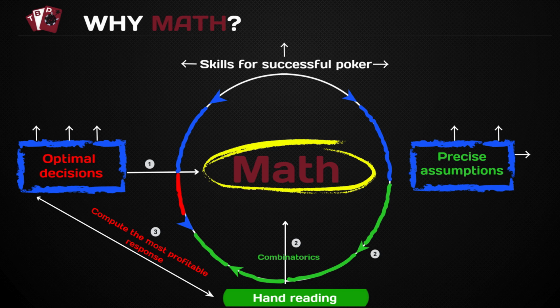Hand reading, the green box on the bottom middle, and how it relates to mathematics. This process of hand reading is highly connected to the mathematical branch of combinatorics, which is the second main area through which math has an influence in poker.